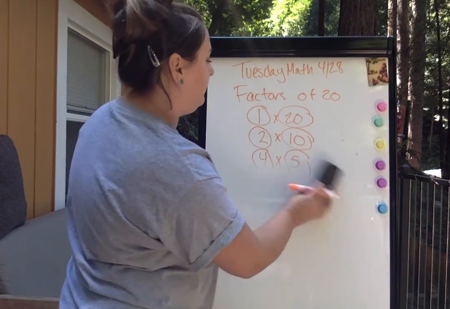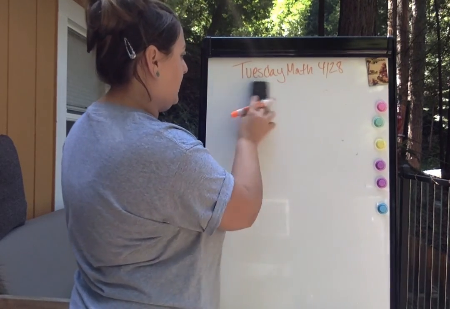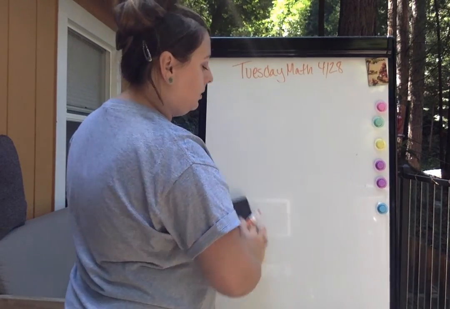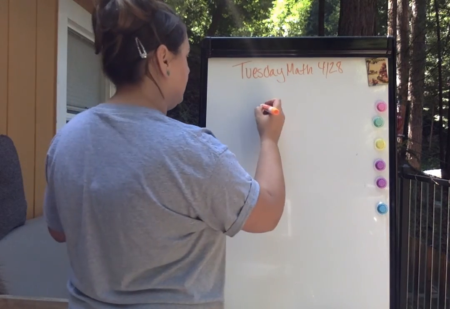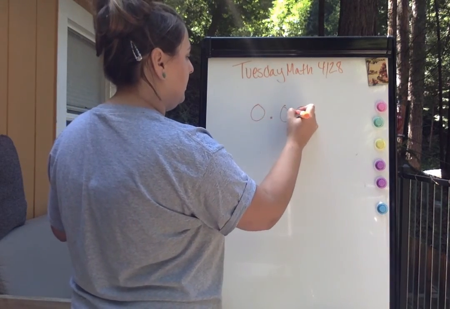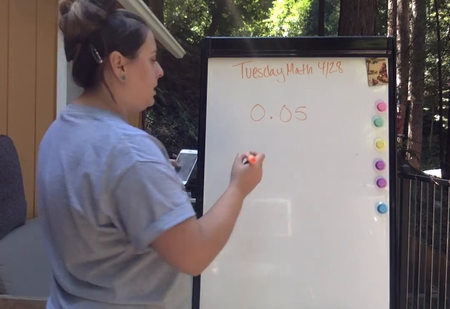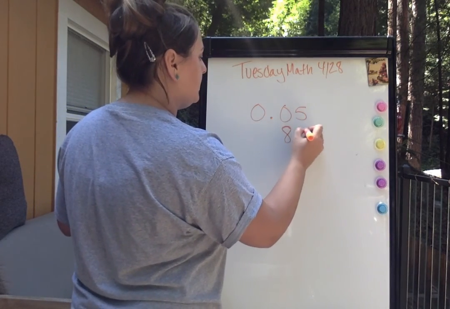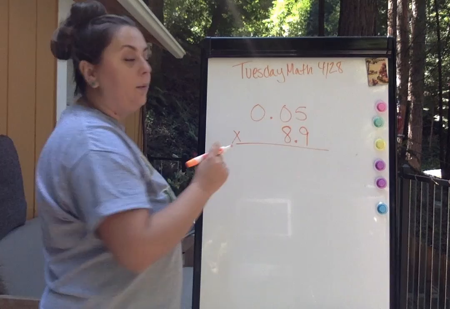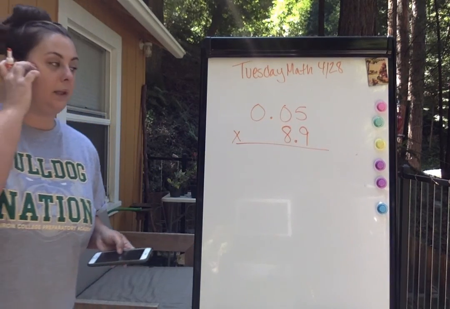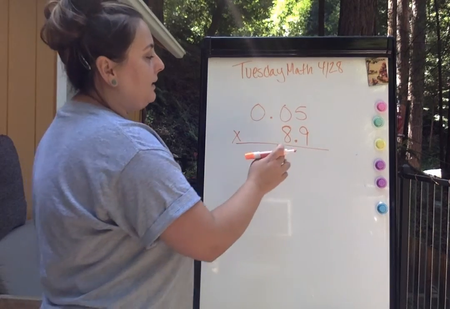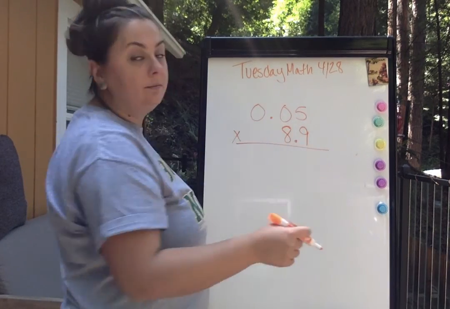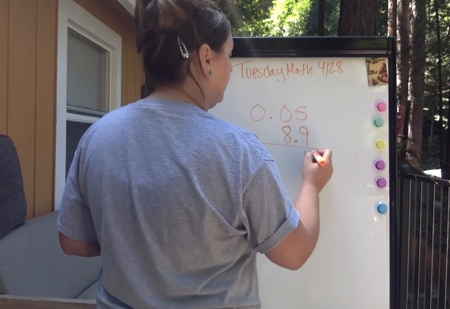Next is multiplication of decimals. You guys are probably pros at this by now. So we've got 0.05 hundredths times 8.9. Now, remember, you're just going to multiply like you normally would. So we've got 9 times 5, which is 45. Oops.